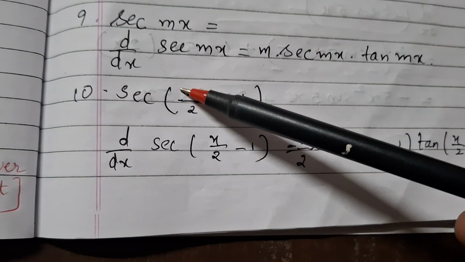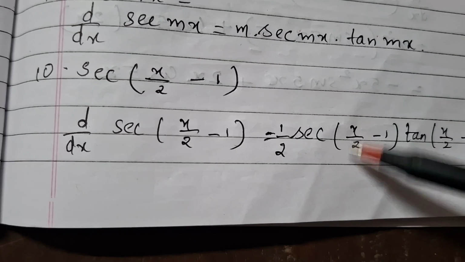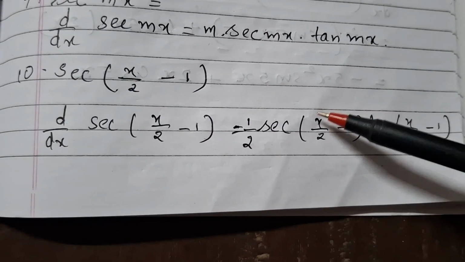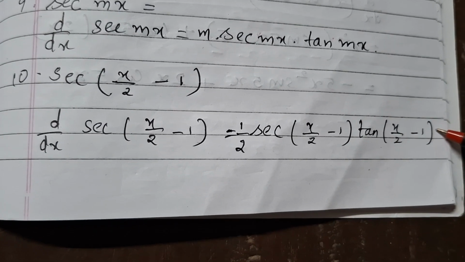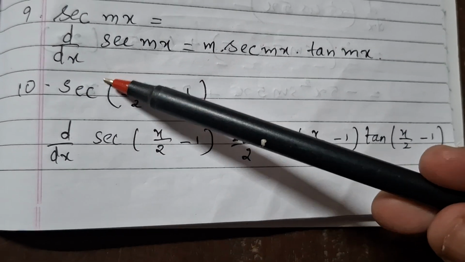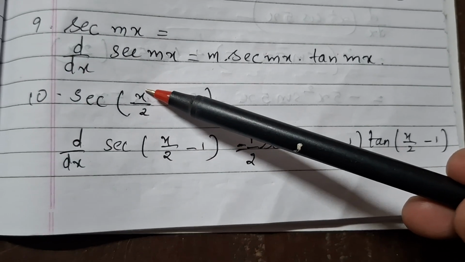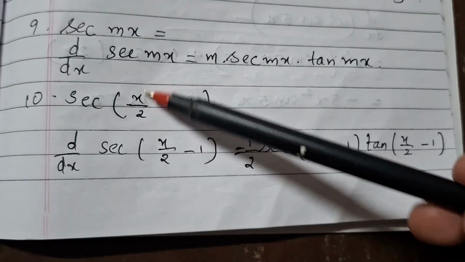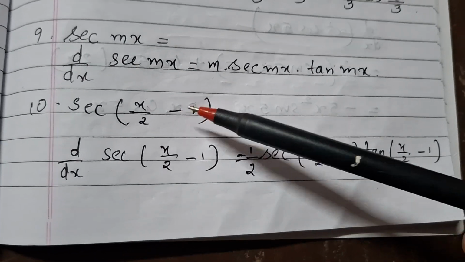Then question number 10. Sec x by 2 minus 1. We know the differentiation of sec x is sec x tan x. So sec x by 2 minus 1 into tan x by 2 minus 1. Then similarly this part also we have to differentiate. So x by 2 will become, d by dx of x is what? 1. So 1 by 2, and we know minus 1 constant is what? 0. Differentiation of a constant is 0.